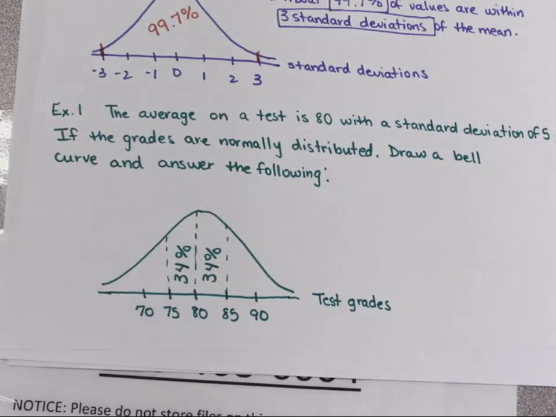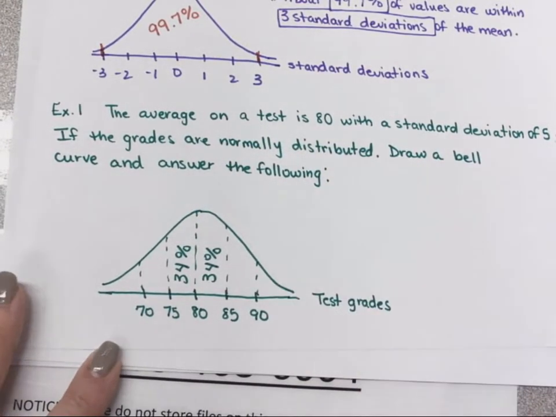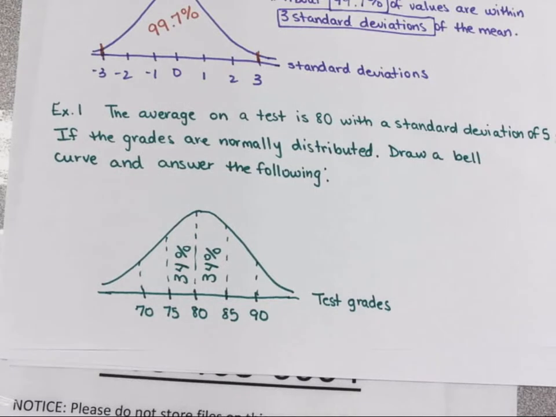Okay. So what do we know about from here to here, where I just drew the lines? What do we know about from grades 70 to 90? What percentage of the grades should that cover? 95%, right?